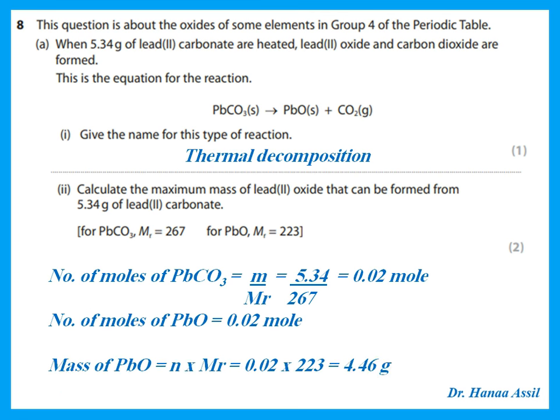Then what is he asking? Mass of lead oxide. How do I get mass? Mass is number of moles times Mr. He already gives me the Mr of PbO up there. So that means the mass of lead oxide obtained is 4.46 grams. Are we following? He gives me information about something, I get number of moles. And then I relate that from the equation to the number of moles of whatever he's asking about. And then I give him what he wants.